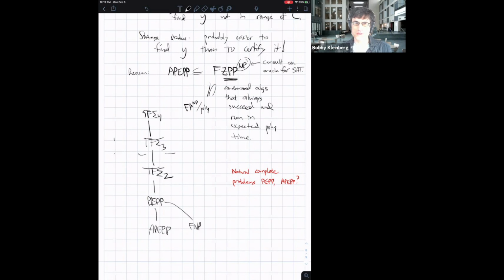In our paper, we show two interesting examples of problems in TF sigma 3. One of them is called Shattering, and it encodes the famous Sauer-Shelah lemma that if you have a large collection of sets, then it must have high VC dimension.